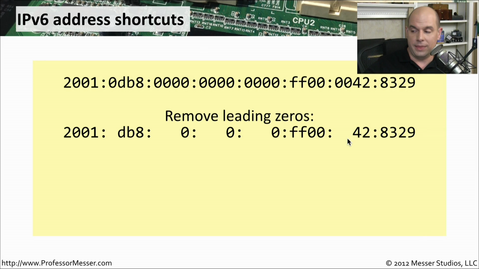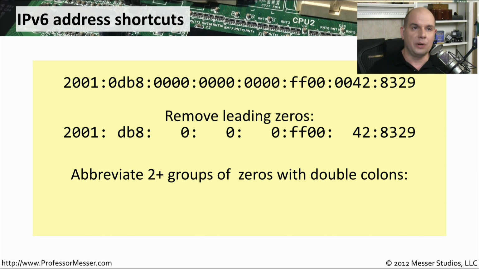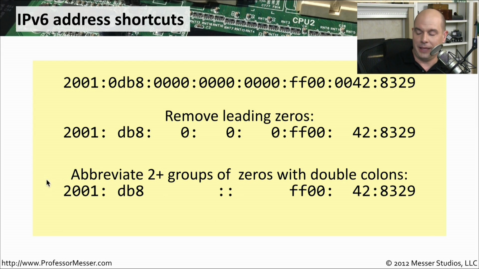The next step with this would then be to abbreviate groups of zeros. Any place where you have a group of zeros, if you have 2 or more groups of zeros in a row, you can abbreviate them by putting a double colon in. Now, if we look at ours, we can see that we have 1, 2, 3 zeros in a row. Let's get rid of all of those 3 zeros and replace them with a double colon. Everything else stays exactly the same as it was on each side, but I've taken all 3 of those zeros and put double colons in.